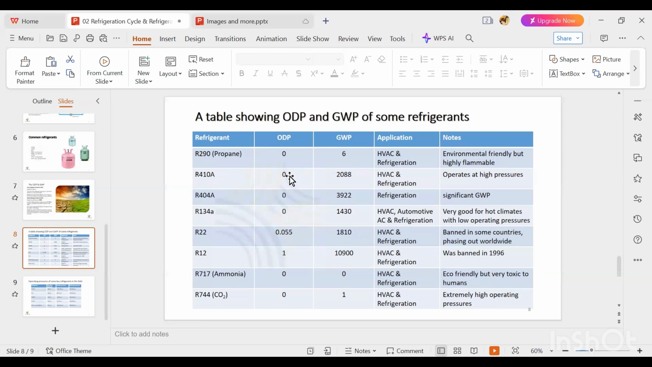Then R410A has an ODP of 0, but a GWP figure of 2088. That is high, though it is not in the warning range, but it is still high. It is used for HVAC and refrigeration, and operates at very high pressures. So the point to note here with this refrigerant, R410A, is that it is a high pressure refrigerant. It operates at high pressures.